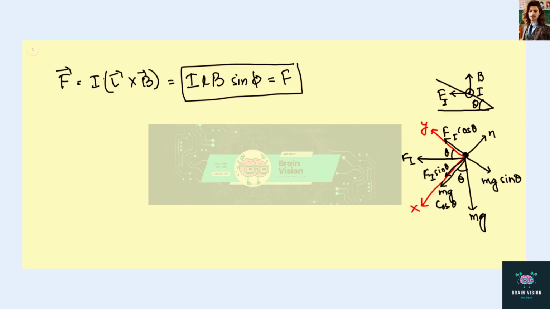Now, for the wire to remain at rest, the net force on the wire should be zero. That is, the force exerted on the wire by the magnetic field must have a component directed up the incline. So, like that. So, there should be a component of force along this direction.